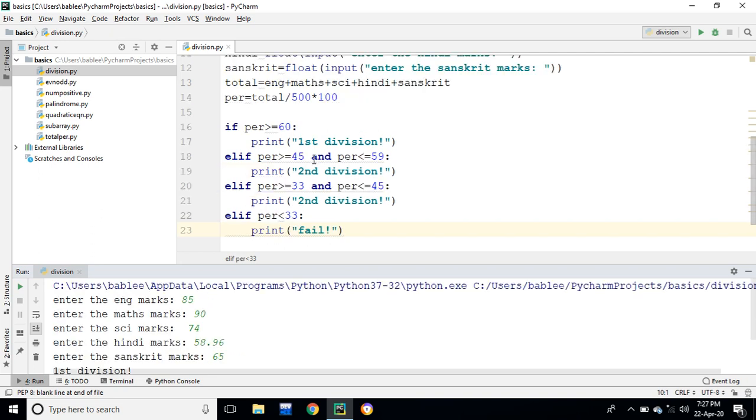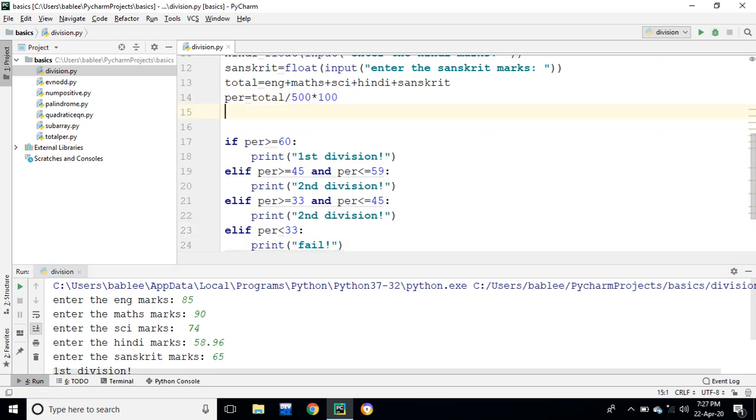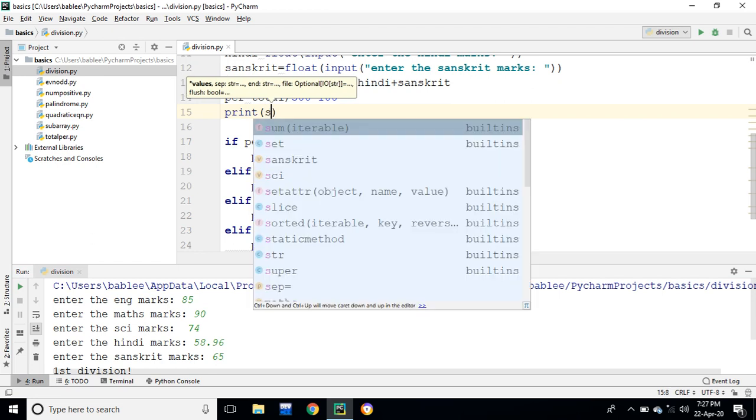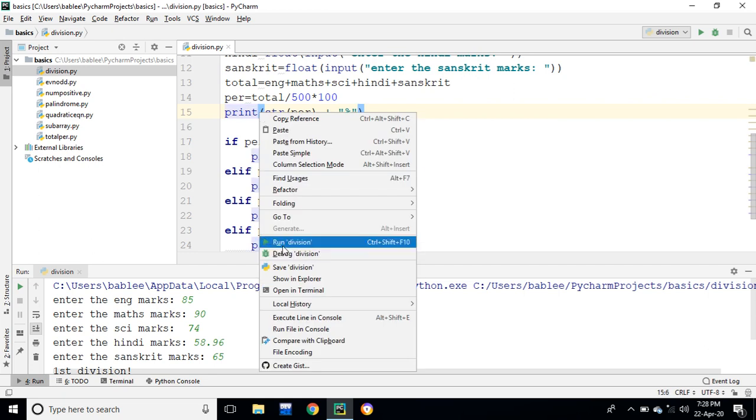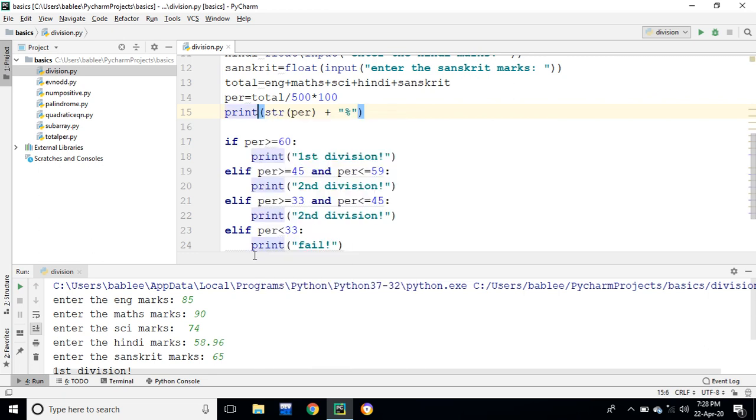Suppose we want to print how much percentage it got, so simply we have to print, we have a certain function, str, string. We have to print it as a string with per plus percentage. Okay, let's run the program and see what happens.